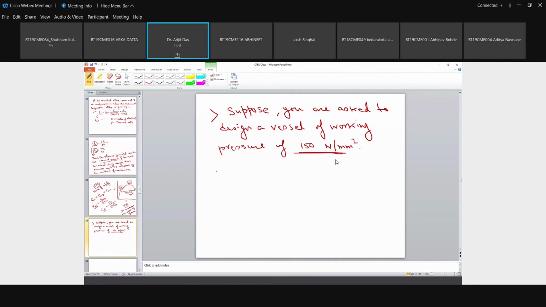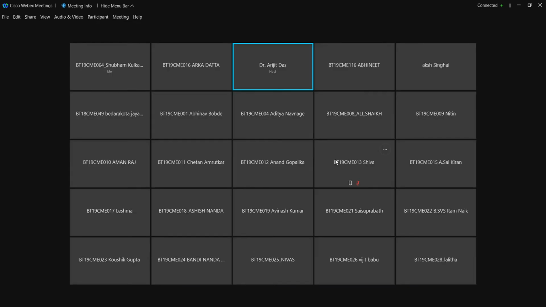Now, a designer will not design his vessel by taking this value, because our industrial demand is that the vessel should be... Again, there is a problem.